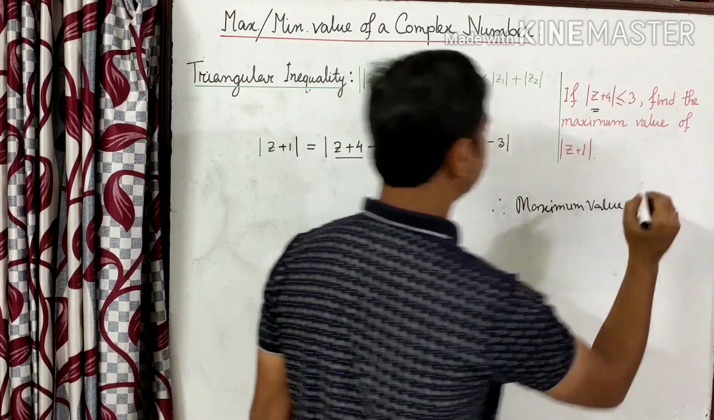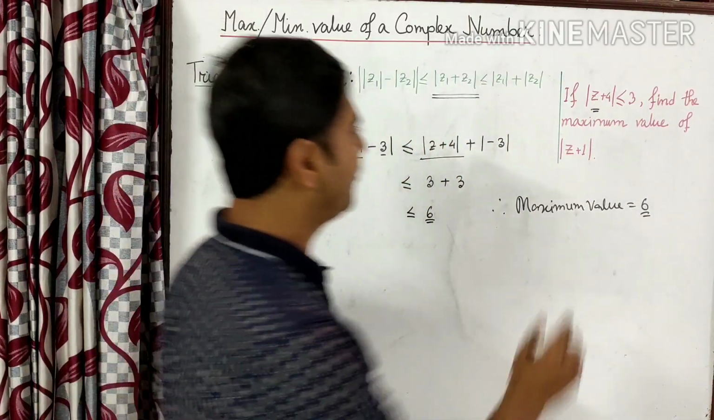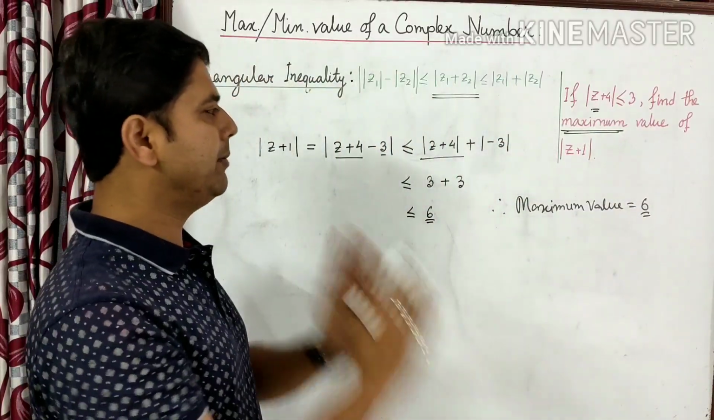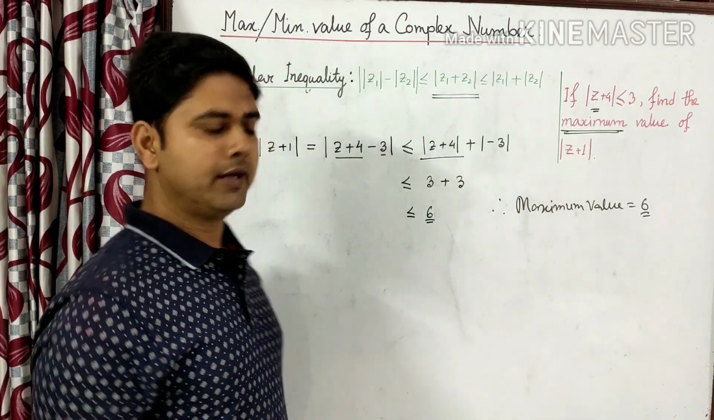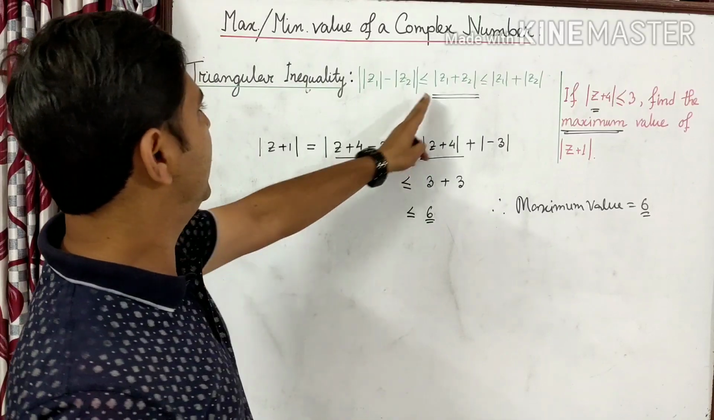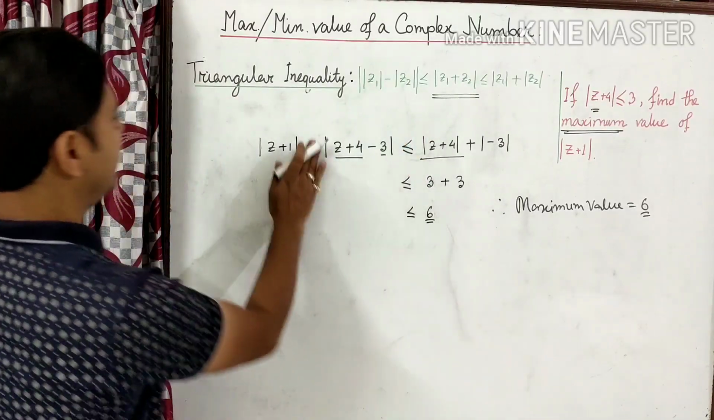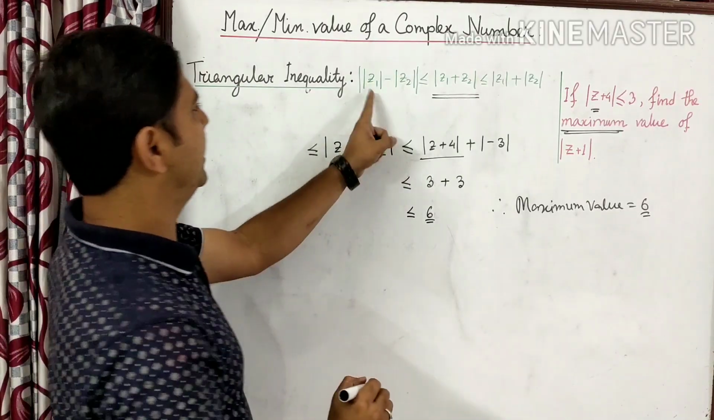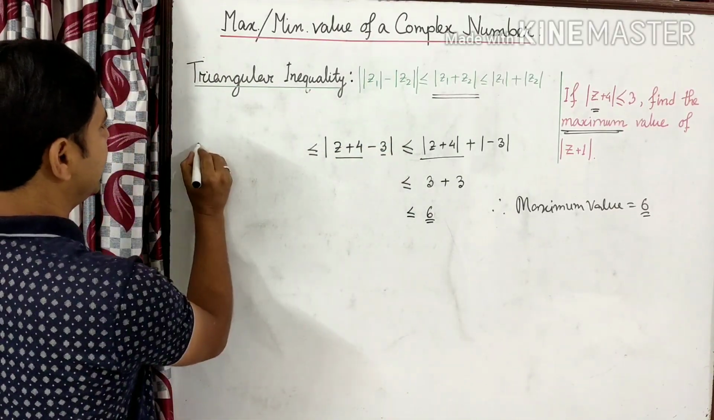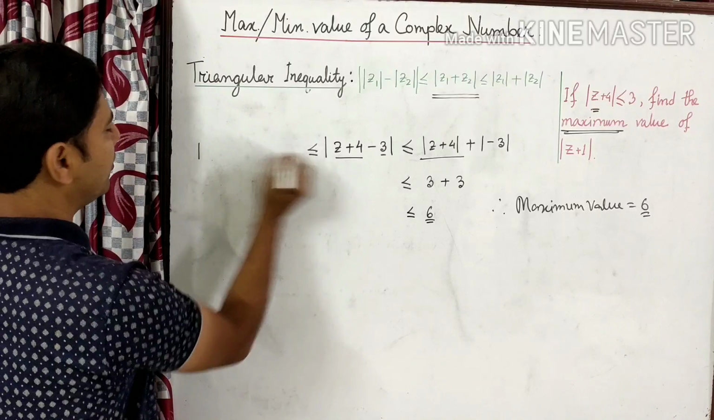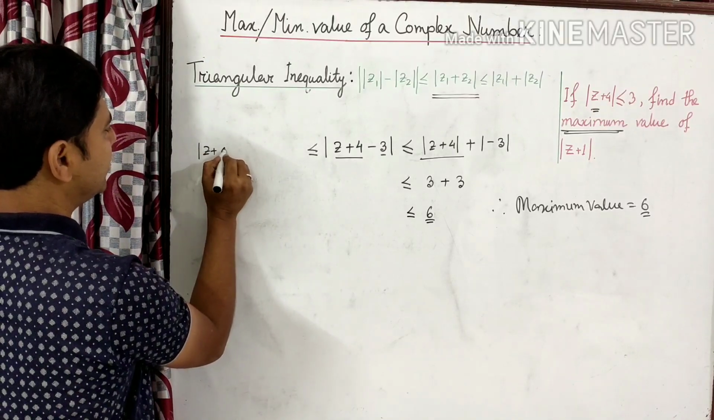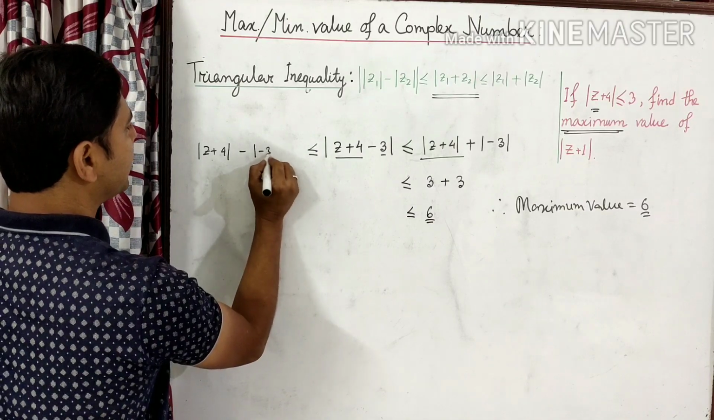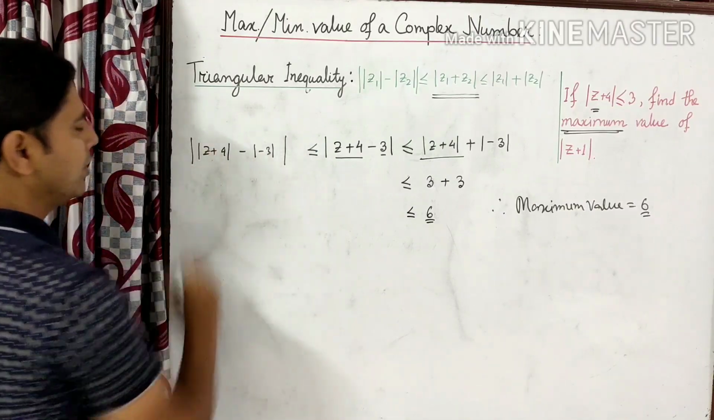is equal to 6. Otherwise, if you have to find the minimum value, if the question asks you to find the minimum value of this complex number, then similarly you have to write the left side part in the same procedure. In the left hand side of this part, what do we write? See, this part can be written as mod of z plus 4 minus mod of minus 3. Okay.